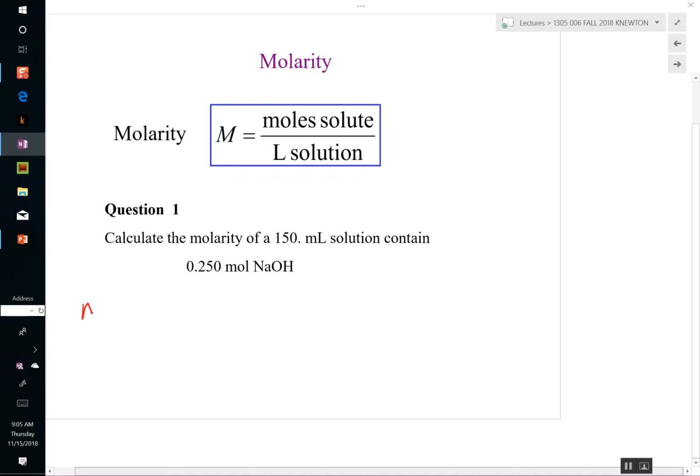Okay, let's do that. Remember, molarity is moles per liter. Read your problem. Here is your volume. Here is your moles. What are you going to have to do with the 150 milliliters? Convert it to liters. Molarity is moles per liter.